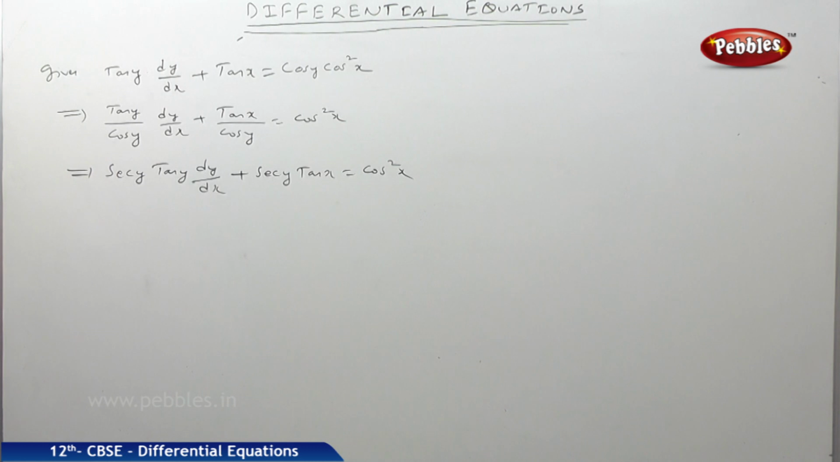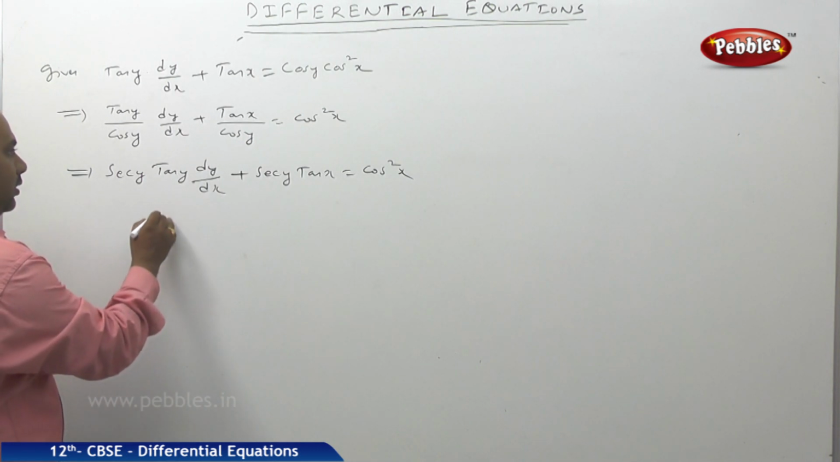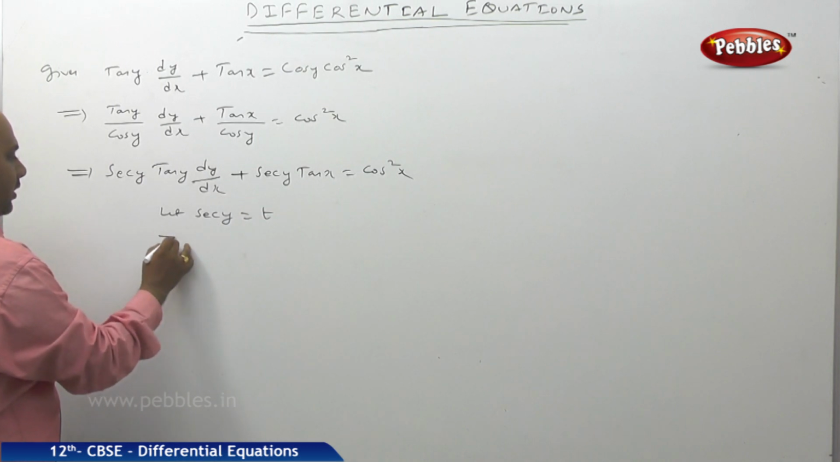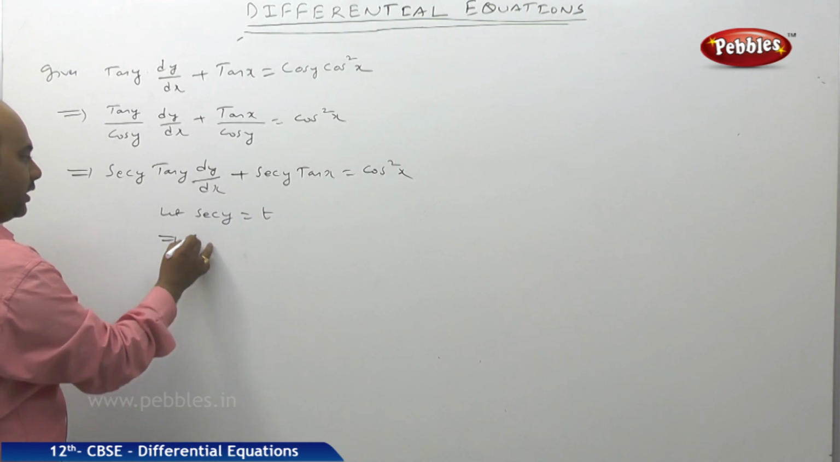Now we should be very, very careful in solving this kind of problems. So what I'll be doing is I will put secant y is equal to t, derivative of secant y tan y.